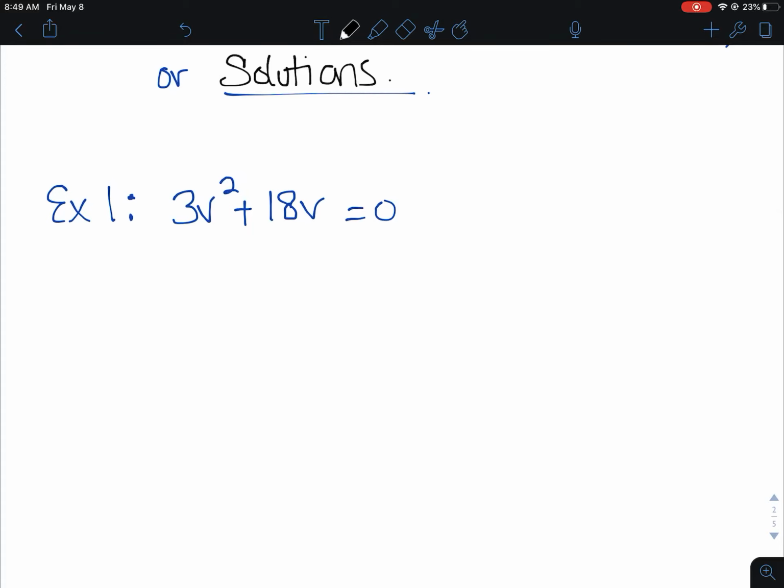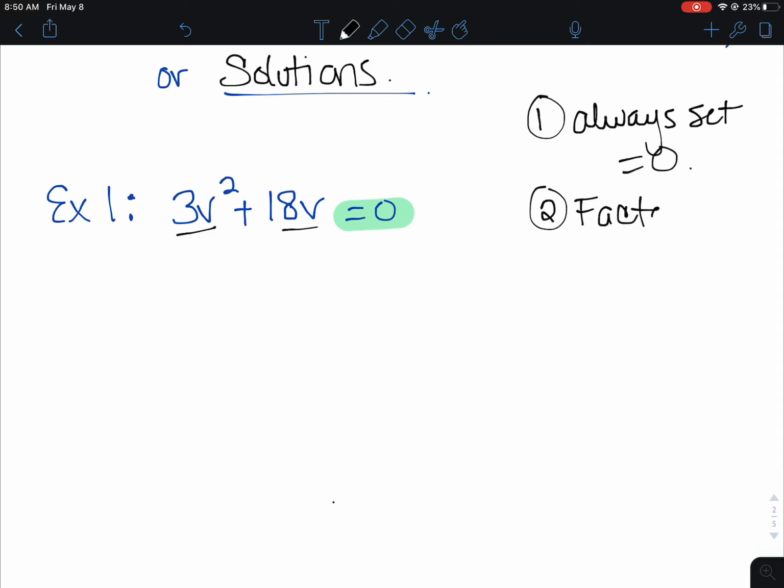So let's use your factoring knowledge to help you figure this out. So in example 1, 3v squared plus 18v, it's going to be an equation now, so you should have an equal sign. And the first rule about this is we always want it equal to 0. Okay, so if our equation isn't equal to 0, we have to make that happen. So then we're going to think about factoring this. So if you have two terms, 3v squared and 18v, I'm going to factor using the greatest common factor. It's always what we want to try first.